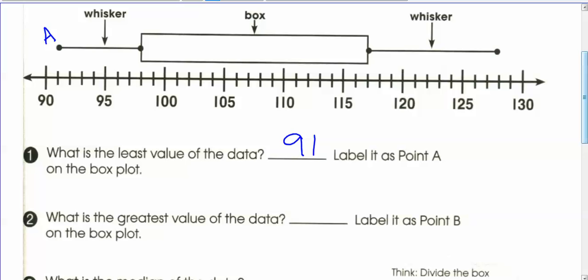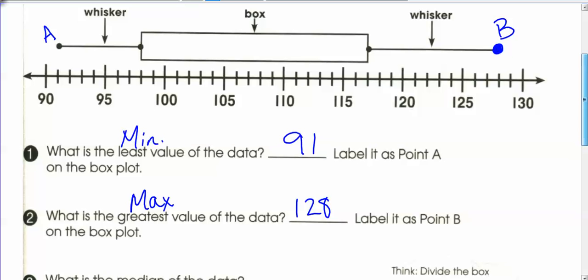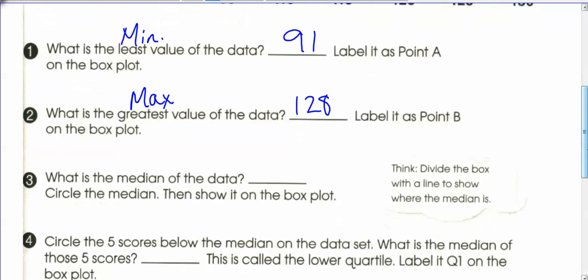All right, what was the greatest value? This is what we call the max value. The minimum was for question 1. So our highest number was right here. I'm coloring it over with a blue dot. They're using a scale of 1, so that would be 128. Label it as point B. Okay, pretty easy so far. Baby steps.